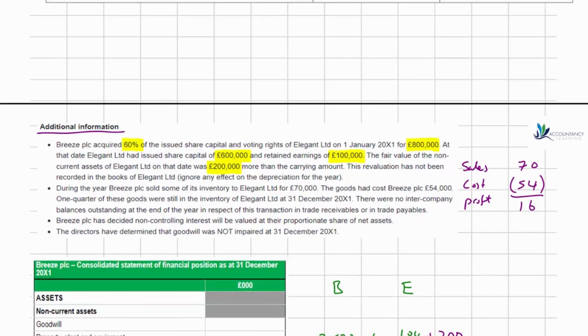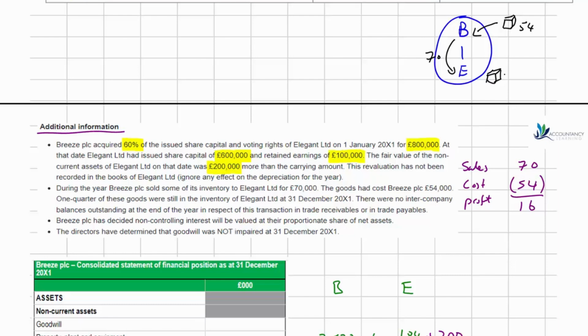So we had our little diagram. Let me draw the diagram again. Remember, we've got Breeze, we've got Elegant, and there's our group. So Breeze sold some goods to Elegant. That means that there was some inventory, and that inventory was purchased by Breeze for 54, and then it was sold to Elegant for 70. So at the moment, Elegant has the inventory, and Elegant is showing that inventory at its cost of 70.